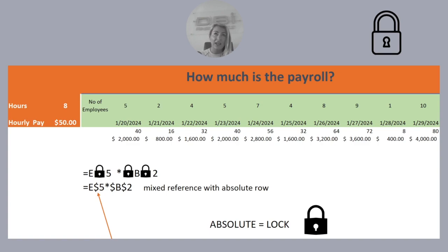So think about it as a lock. And we will only lock it when we think there's only one specific location of that information that needs to be applied in your formula. Let me show you an example.